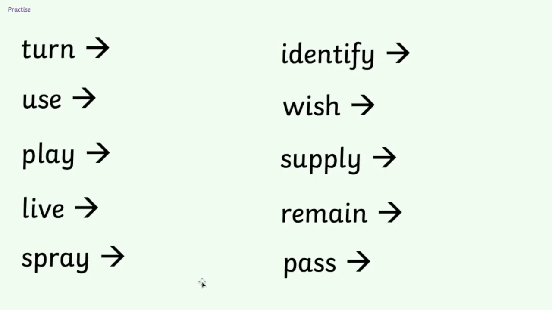Now I've got 10 words for you, and I want you to turn these words, they're all verbs, they're all doing words, into past tense verbs. So you're going to need to add on ed. But remember those rules that we've just learned. Sometimes you need to do something a little bit different than just adding ed. So click pause here, have a go at turning all of those words into past tense words, and then click play when you're ready to check your answers.